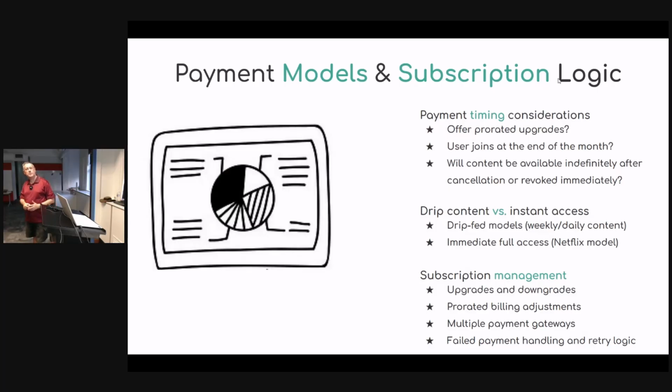So subscription management, again, you need to think about upgrades and downgrades. If that's your model, if you're doing bronze, silver, gold, platinum, can people move up and down? Not all offers allow people to move up and down. You might need to cancel one and then go into another one. Prorated billing adjustments, how's that done? Is that done by you? Is it done by the payment gateway? Is it done by the subscription with the integrated payment gateway? Do you have to offer multiple payment gateways as well?